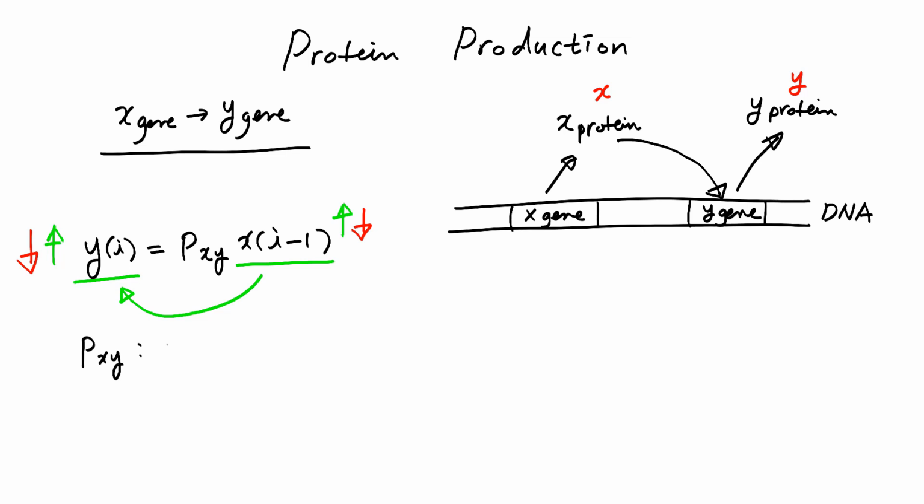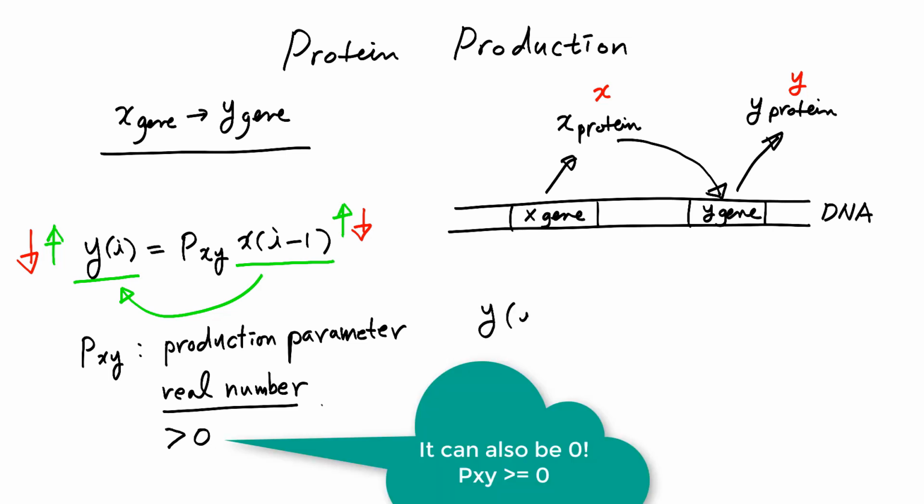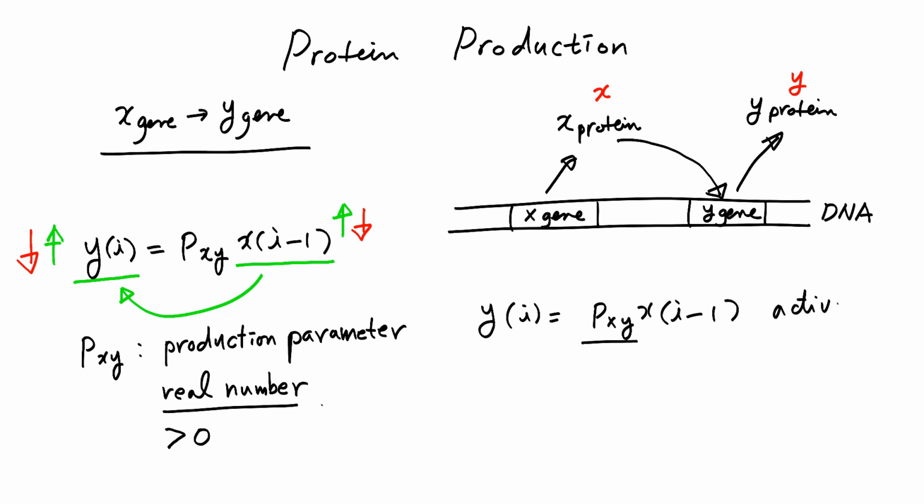P sub xy is a production parameter and it is a real number. We will define P sub xy as a number always positive. So it's a positive real number. So if you have Y of i equals P sub xy times X of i minus 1, this is a positive number. We have activation. So X is activating Y.